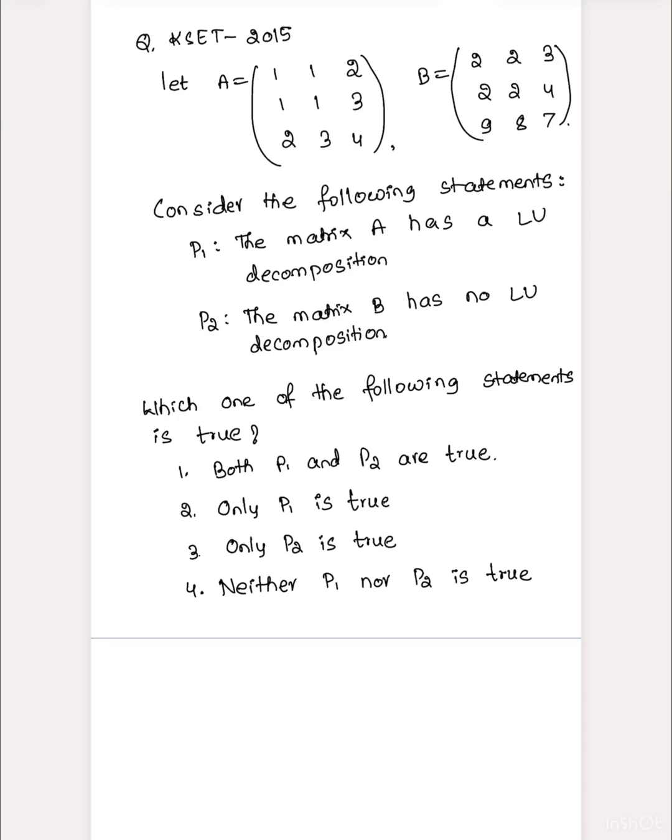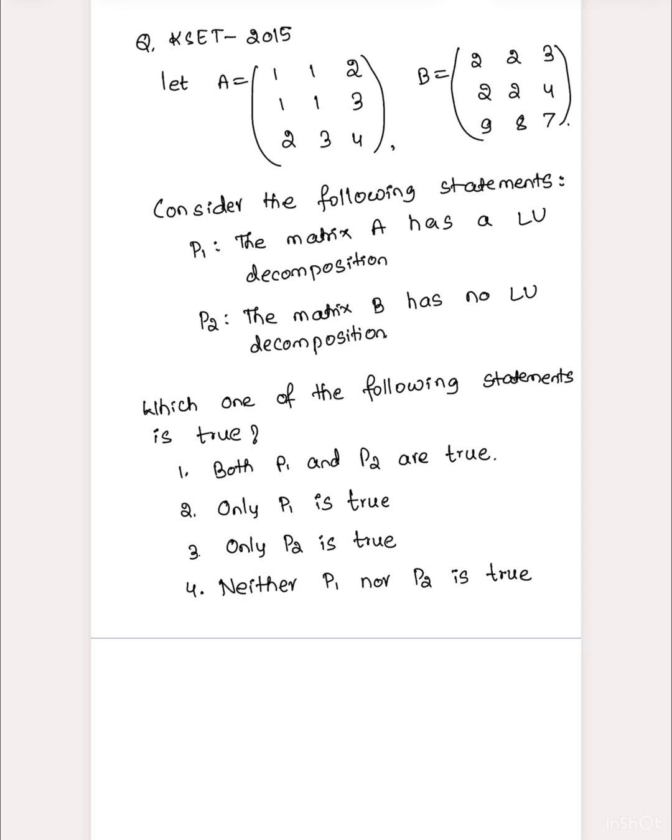This is a question of KSET 2015, which is based on solution of system of linear equations using numerical techniques. The question says, let A be a 3 by 3 matrix. The first row is 1 1 2, second row is 1 1 3, and third row is 2 3 4. And the matrix B is, first row 2 2 3, second row 2 2 4, third row 9 8 7.